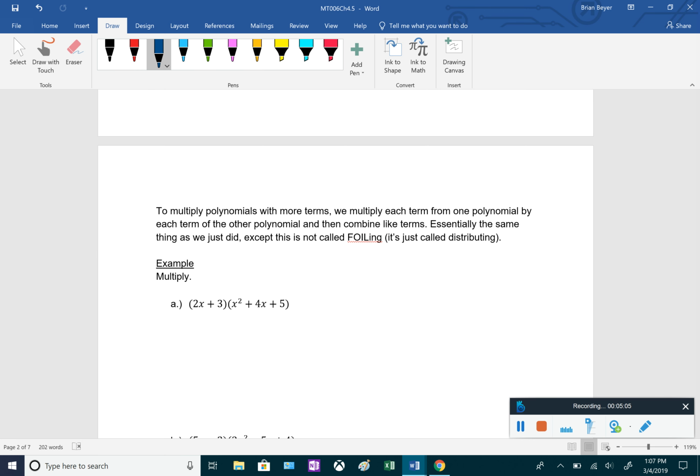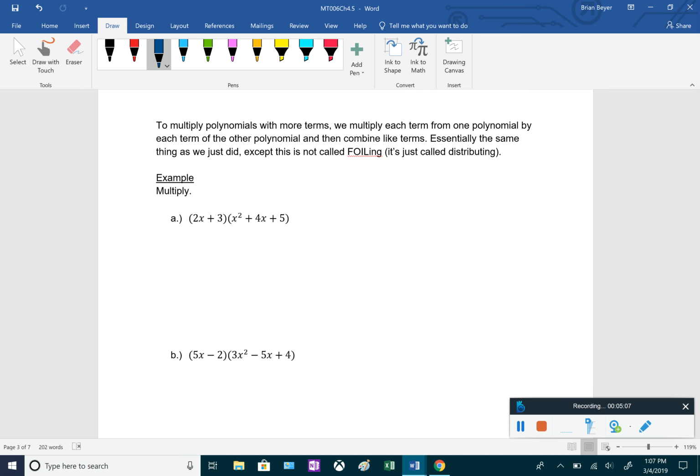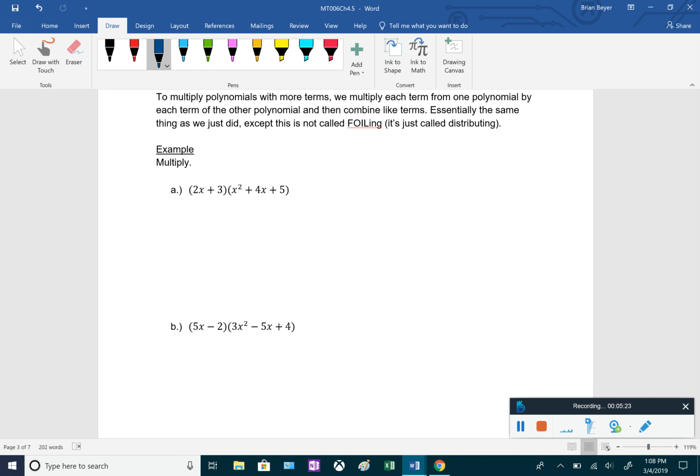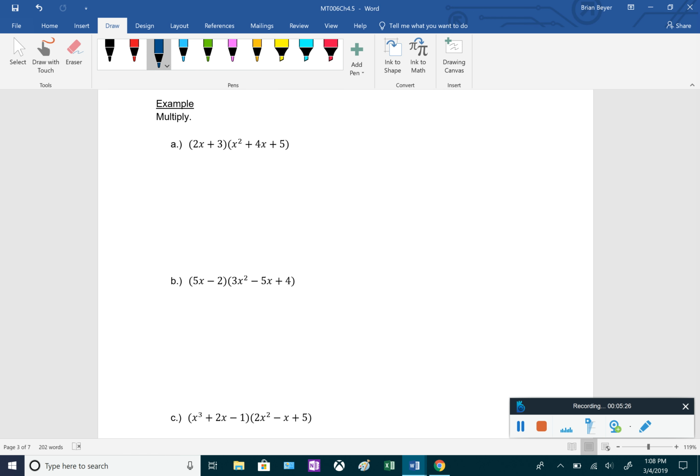So now let's multiply polynomials with more than just two terms. To do this, we essentially do it the same way we just did. We're going to multiply each term from the first polynomial into every term in the second polynomial. So this is not called FOILing, we can just call it distributing. For the first example, we're going to multiply 2x plus 3 times x squared plus 4x plus 5. So we're multiplying a binomial and a trinomial. We're going to distribute the 2x, and then we're going to distribute the 3.